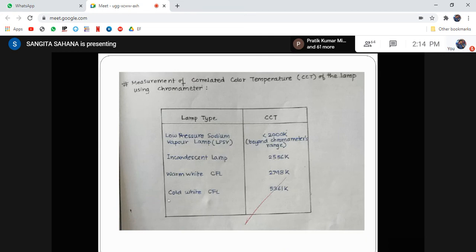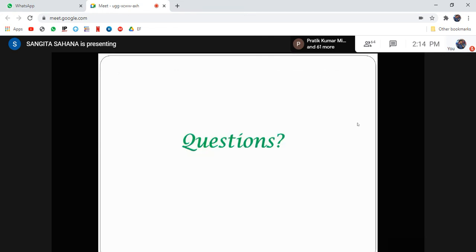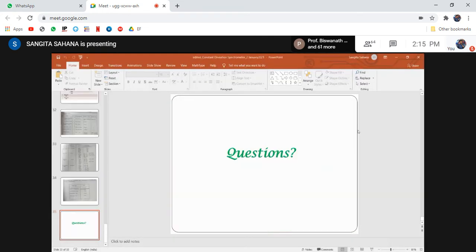Now, if you have any question. Nothing is written in the chat box. There is no question written in the chat box. Okay, so you can unmute yourself and ask from any part of the PPT. Any part of the PPT, yes. This is for final discussion.